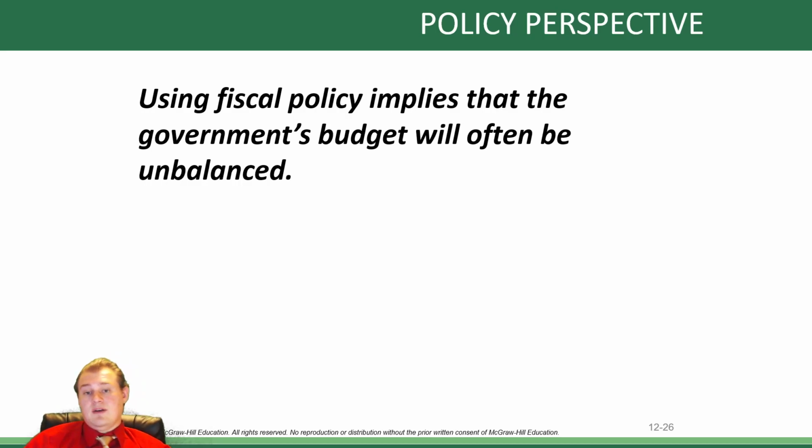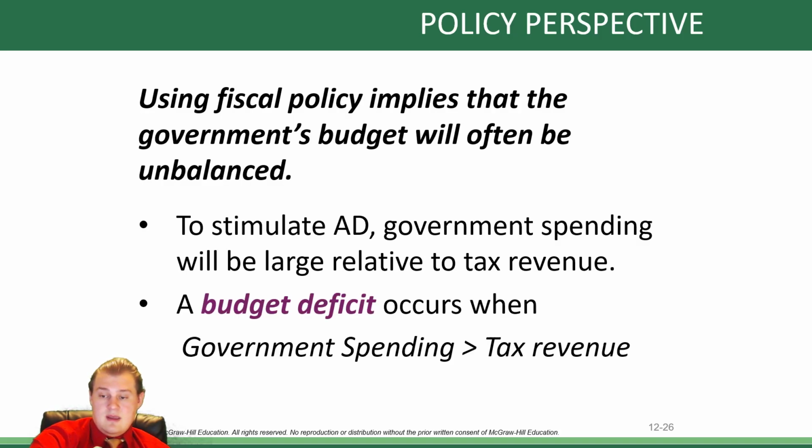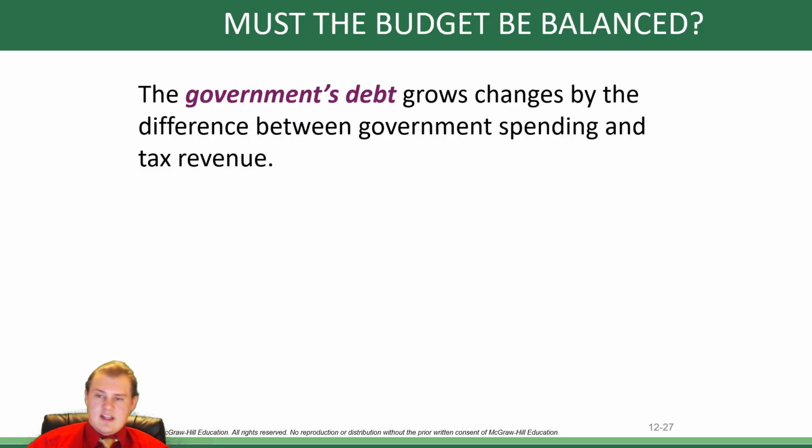Also with fiscal policy, usually this results in unbalanced government budgets because they're spending money they don't have. They're usually having to take loans and whatnot. It'll be relative to tax revenue, and hopefully they're thinking they can make it up in future years based on economic progress. Overall, this is pretty simple. Budget deficit, whenever government spending is more than what they're bringing in, that's a budget deficit. The government's debt changes by the difference between government spending and tax revenue.